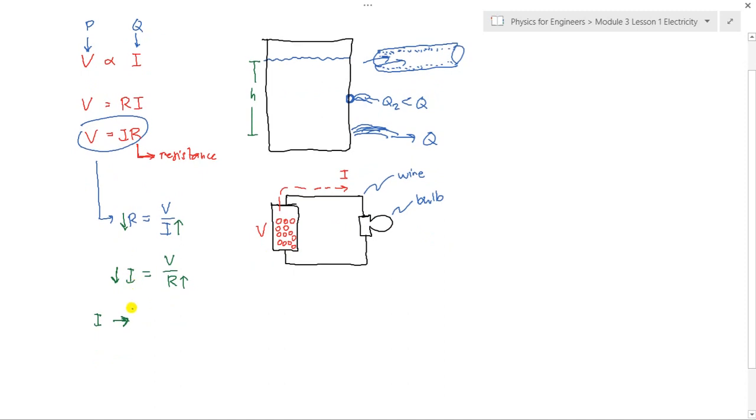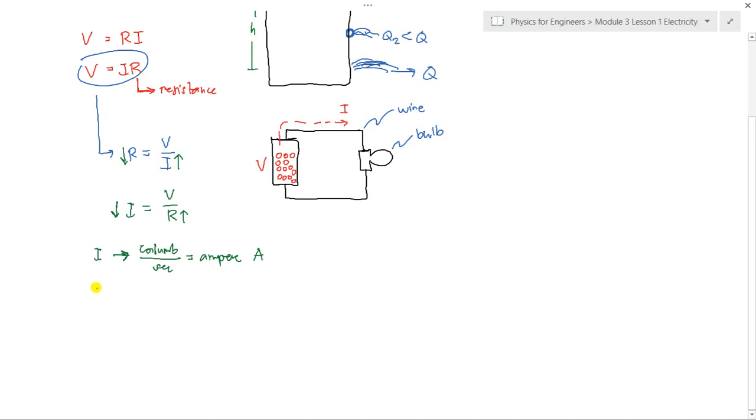The unit of current is the ampere, or actually the ampere is derived from coulomb per second, or ampere. We also denote it as capital letter A.